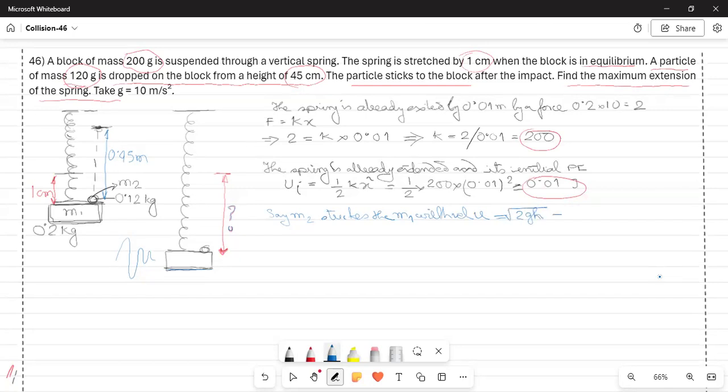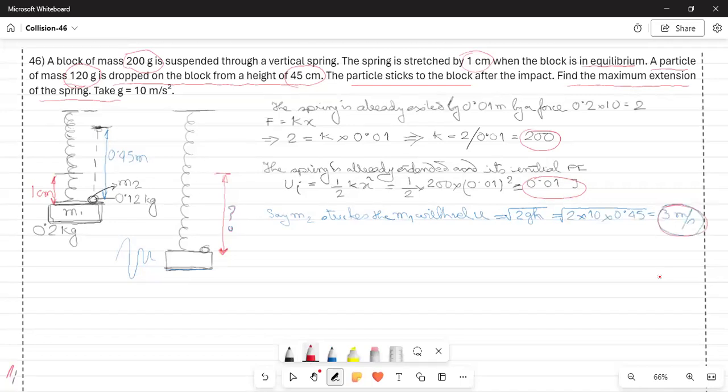We know from the kinematics, where g is 10 and h is 0.45 meter. That means 2 into 10 into 0.45, whole under root. 0.45 into 10 is 4.5, into 2 is 9, under root. This is equal to 3 meter per second. This also we shall need later on. This is the velocity with which M2 strikes the bigger body.